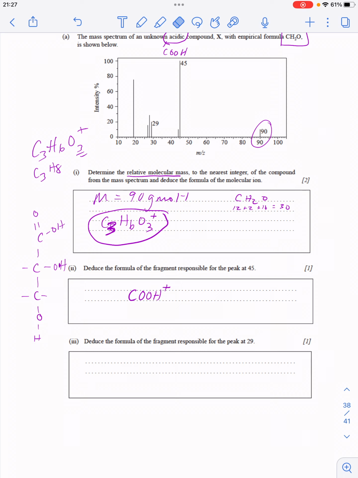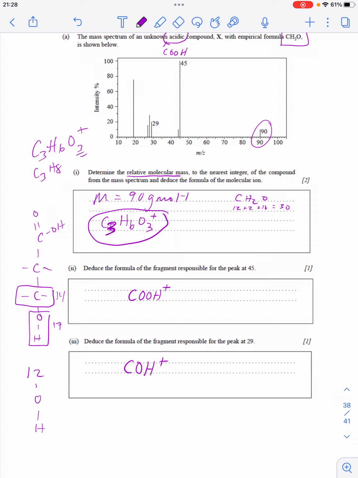Let's see if there are any peaks of 29 possible. Well, CH2 weighs 14, and then O plus H weighs 17, so that would weigh 31. So that's not ideal. Let's see. If I get a carbon plus an OH group, then that might give me a peak at 29. So I could maybe suggest that there's a carbon, oxygen, hydrogen, like a COH possibility as a fragment.